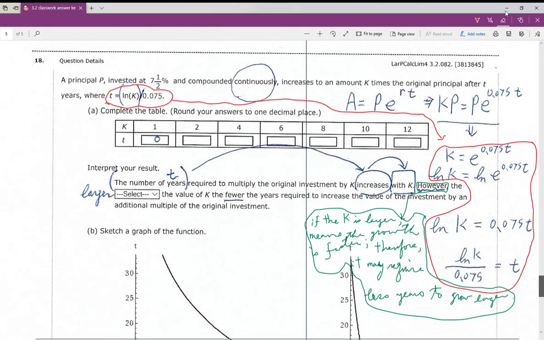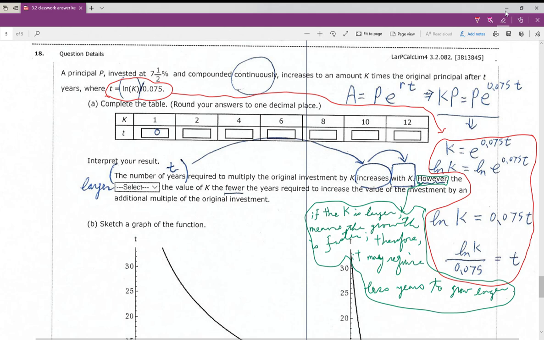Oh, last question. This question is kind of hard, so let me spend a little time to explain. They already provide you the equation between t and L and k. Let me read the question first. A principal P is invested at the rate and compounded continuously. Remember in section 3.7, I told you there's an exponential function to talk about compounding continuously.